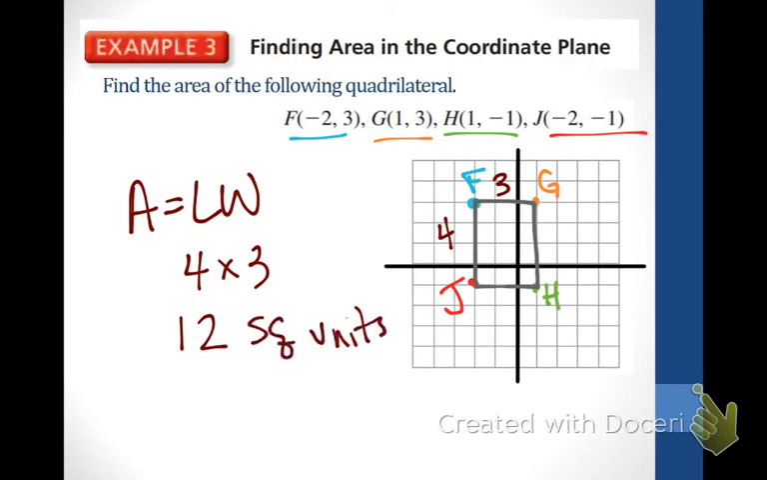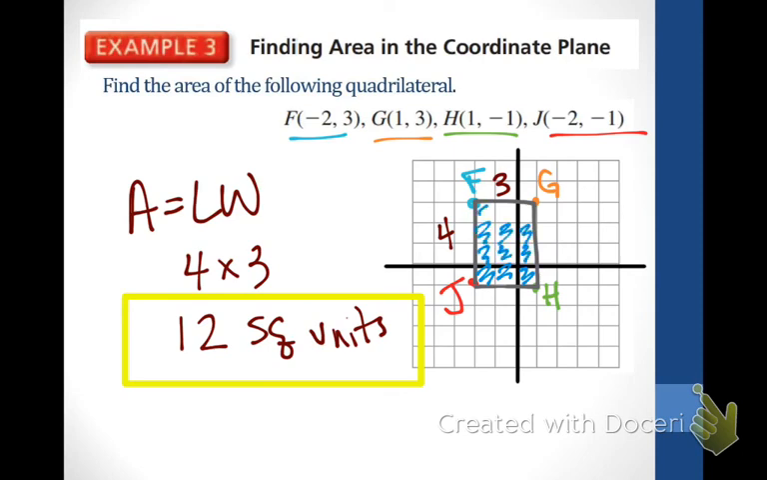Here's where I show you why it's square units. Guess how many squares fit inside of this rectangle? 12. There's 1, 2, 3, 4, 5, 6, 7, 8, 9, 10, 11, 12. Ding, ding, ding. So that's what you're doing when you're finding all of these areas. You're figuring out how many little squares can fit inside of the area.